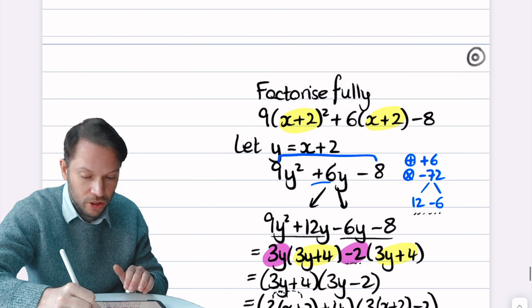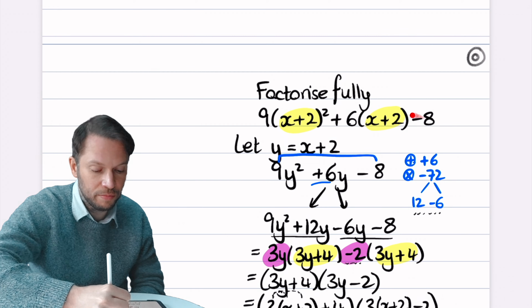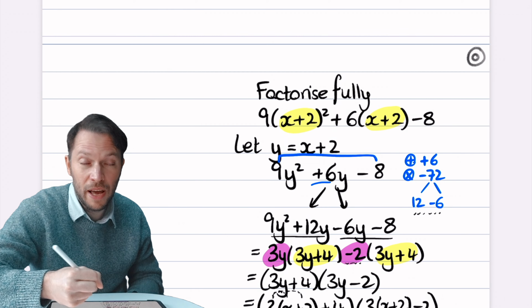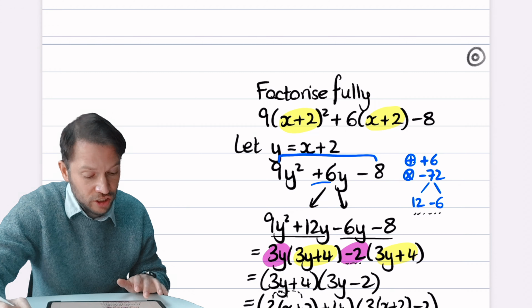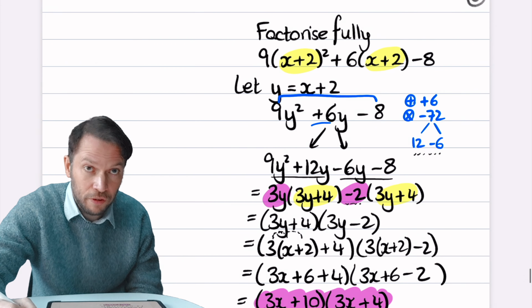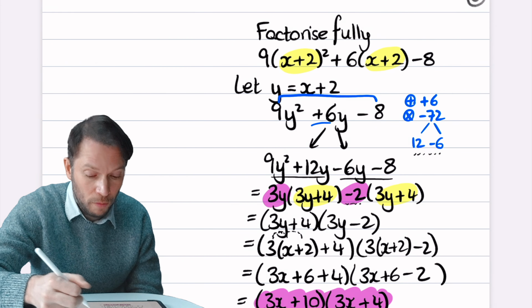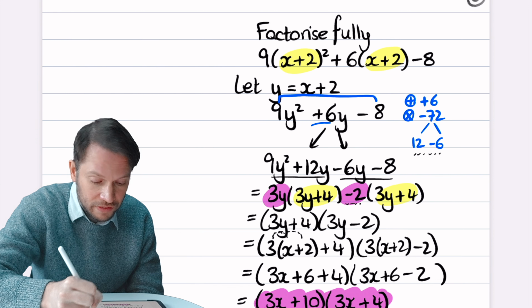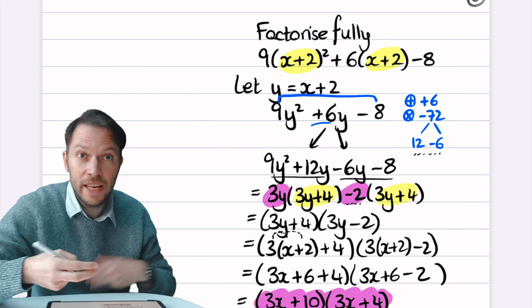Now, you might have wondered, could you have just expanded this expression right in the first place and then refactorised from there? And the answer is yes. But there might be more difficult expressions where that's not possible. And this kind of technique of using a substitution is the way forward.